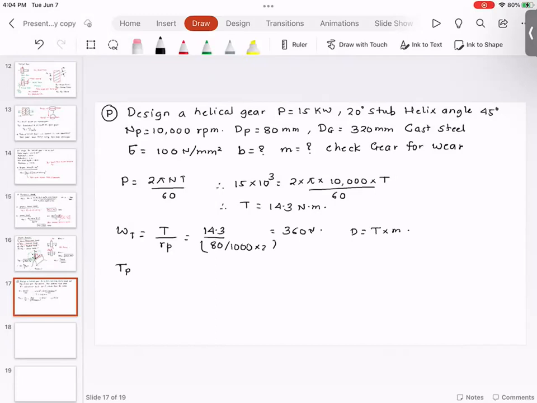Tp is equal to dP, so Te. So equivalent number of teeth, cosine cube alpha, 80, cosine cube 45, 226, and y prime.